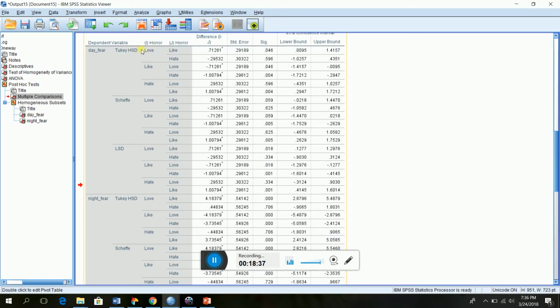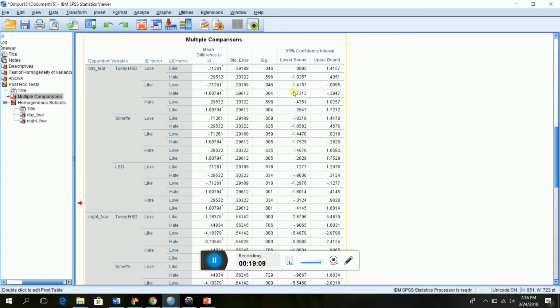Okay, so the first thing we're going to do with Tukey is ask ourselves whether or not the love and like groups are significantly different from each other. So we go over here to the sig value and we learn that in fact they are. So there is a significant difference between love and like during the day in terms of their fear. We would look at the means to see which one is higher and which one is lower. And remember, whenever you're reporting significant differences, never just tell people that they are significantly different. You need to tell them which is higher, which is lower.